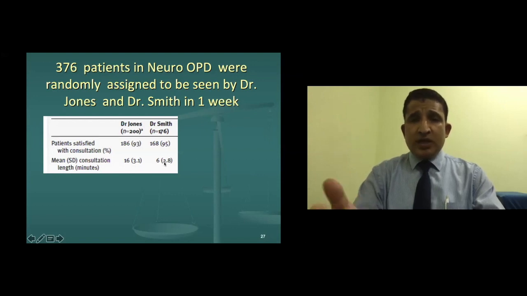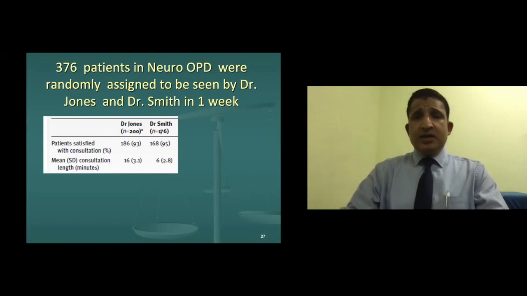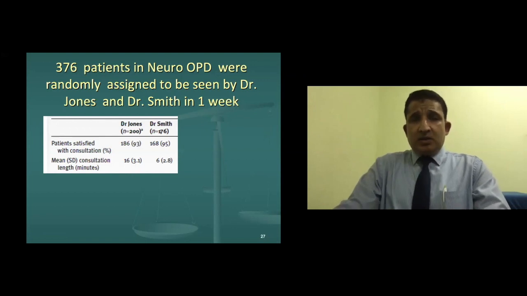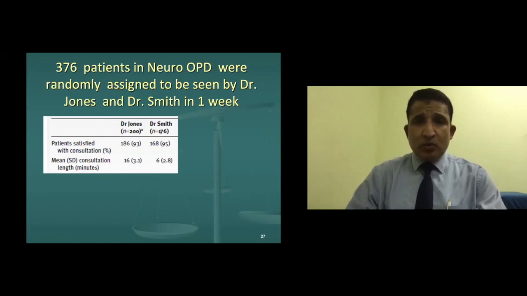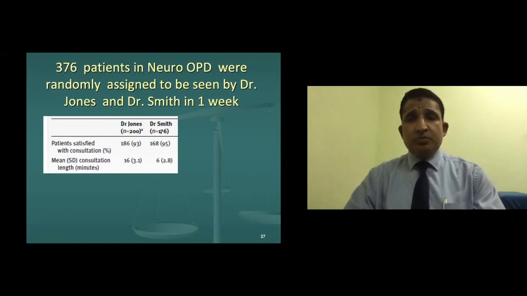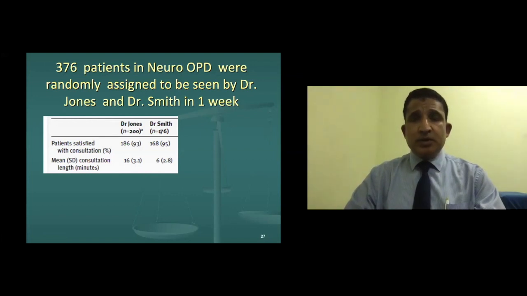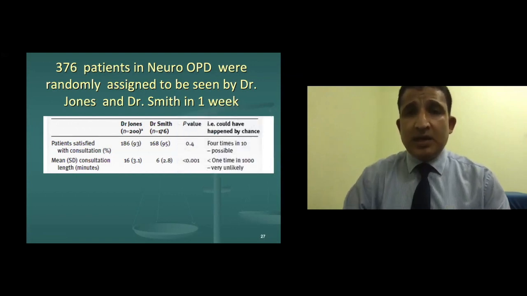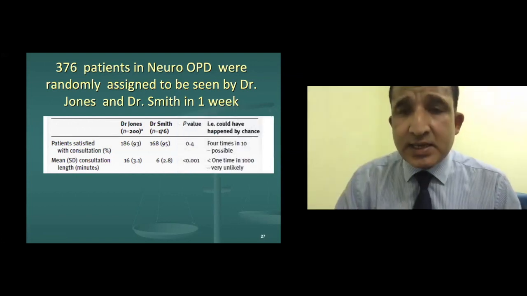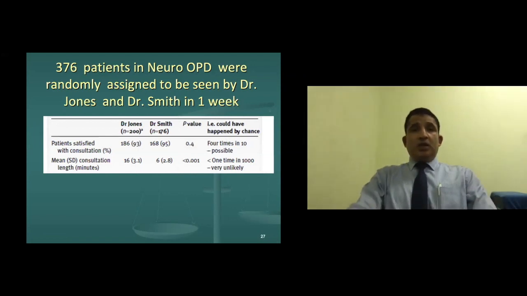So just looking at this, we cannot say which doctor is better. In terms of satisfaction, they seem to be okay, but in terms of seeing the patient fast, Dr. Smith sees the patient faster. But unless we do the statistical test, we cannot be sure. Let's apply the statistical test, and now we see the p-value. In the first case, 0.144, and in the second, in terms of consultation time, 0.001.